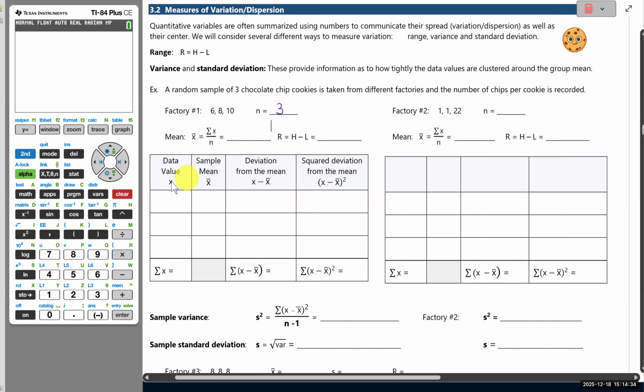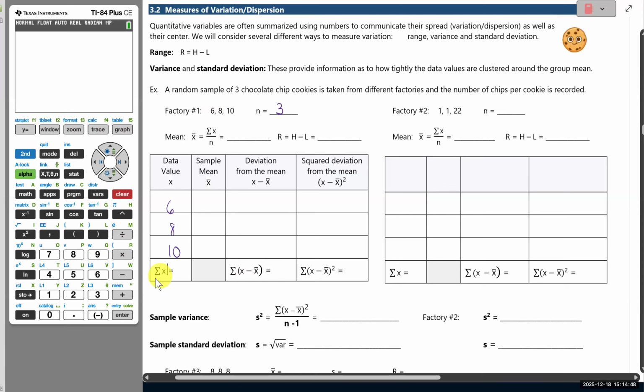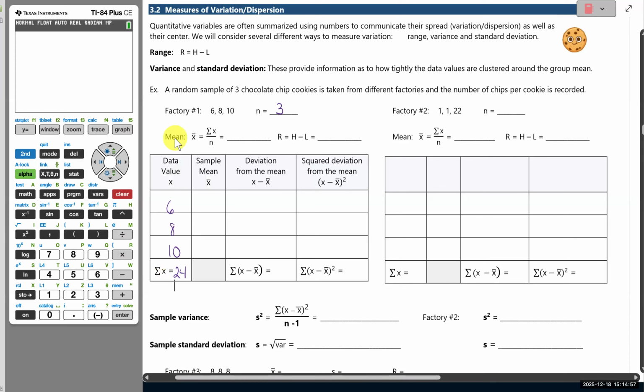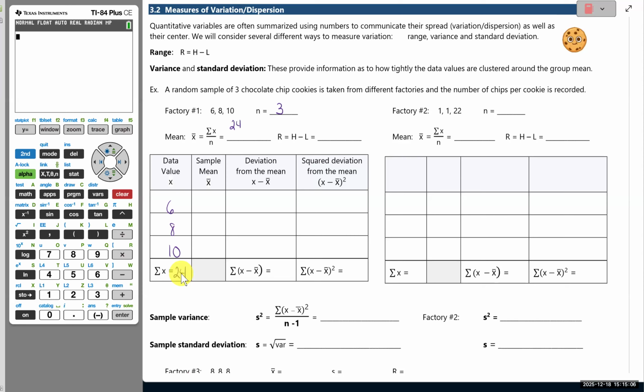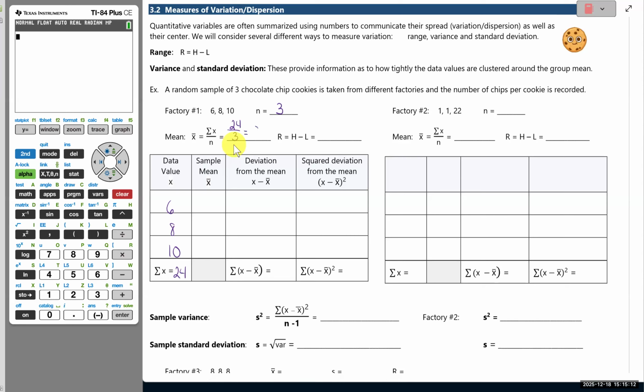In my table here, I'm going to list the data value. X will represent the number of chips in a cookie. We'll list these down the page: 6 chocolate chips, 8 chocolate chips, 10 chocolate chips for those 3 cookies. If we find the sum of those X values, that will be 24. So let's calculate the sample mean. X bar, the sample mean: you add the data values, which we just did, 24, divide by the number of cookies in our sample, 3, and we'll see that the first factory is averaging 8 chips per cookie.